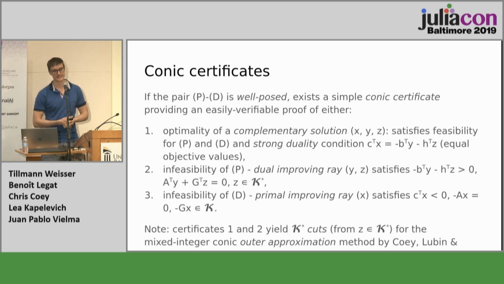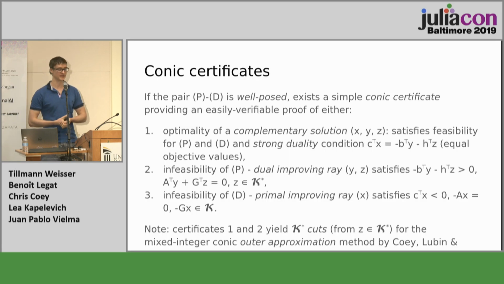So, conic certificates. If the primal dual pair is what we call well posed, and I won't go into that, but almost always your problem will be well posed, then there exists a simple certificate that provides an easily verifiable proof of either optimality of what we call a complementary solution, that's a primal dual solution, and that requires satisfying the feasibility conditions of the primal and the dual, and this strong duality condition that the objective values are equal, or a proof of infeasibility of the primal, which is what we call a dual improving ray, or infeasibility of the dual, which is a primal improving ray.